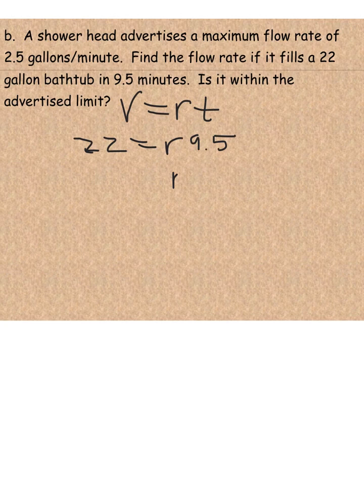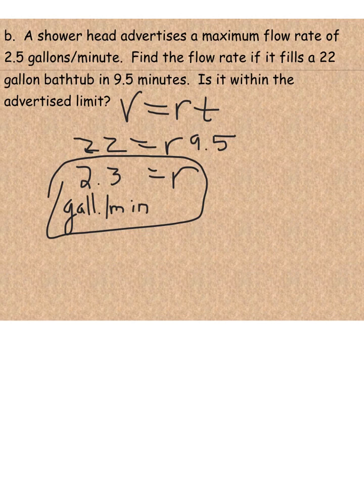So if we divide 22 by 9.5, that's going to give us 2.3 gallons per minute. And it says that we should be looking for a maximum flow rate of 2.5 gallons per minute. So 2.3 is less than that. So this would be, yes, it is within the advertised limit.